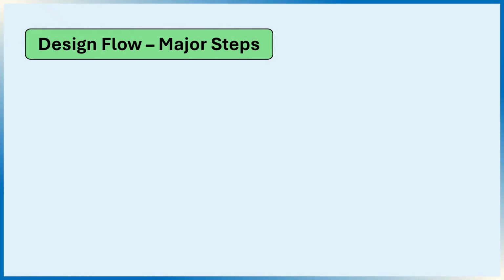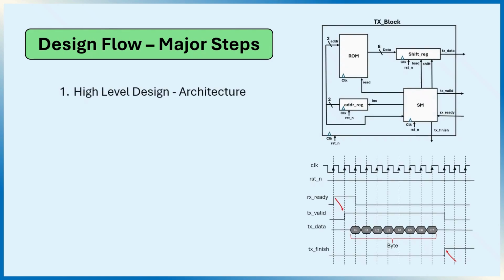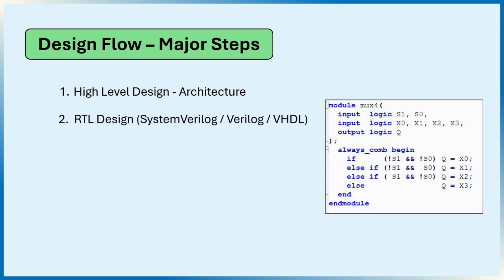Let's walk through the major steps of the digital design flow. We begin with high-level design, or architecture. At this stage, block diagrams and waveforms are used to capture the overall system behavior and data flow. Next comes RTL design, written in languages such as Verilog or SystemVerilog. Here, the functionality is described cycle by cycle in terms of registers and logic.